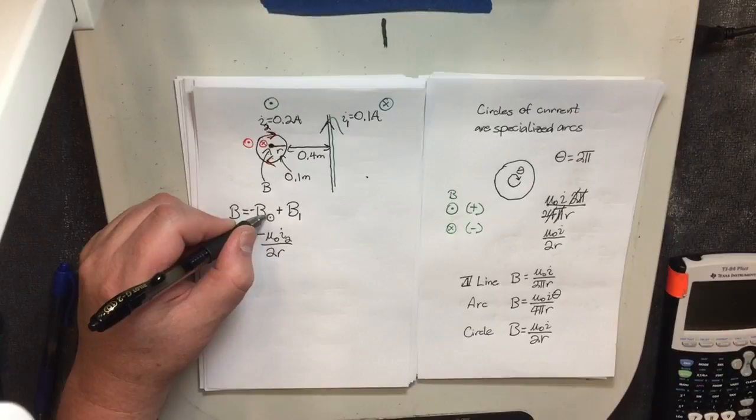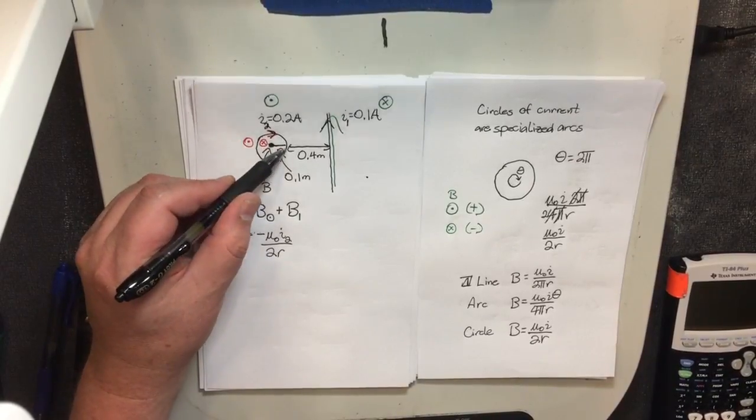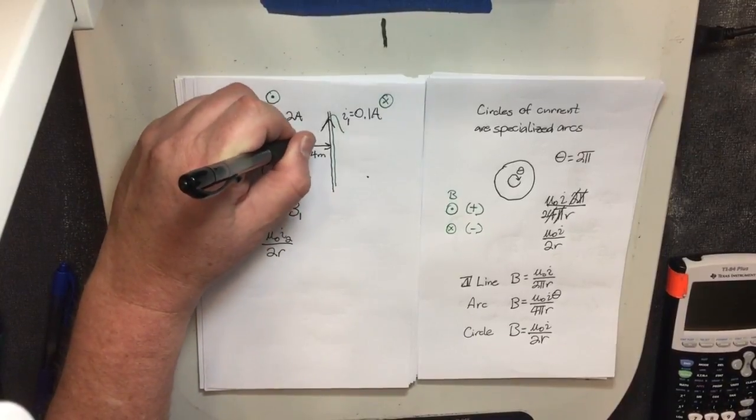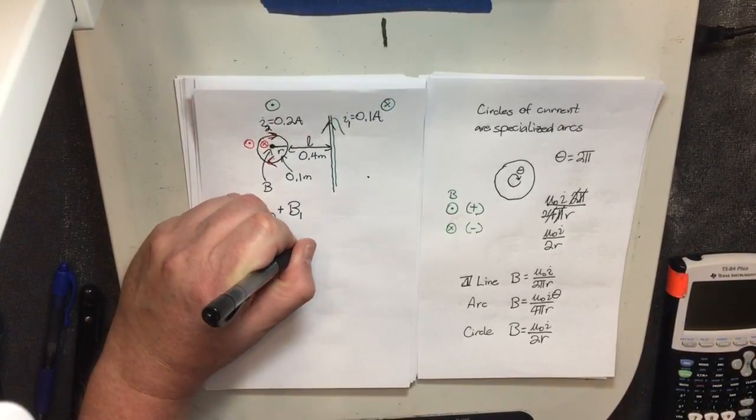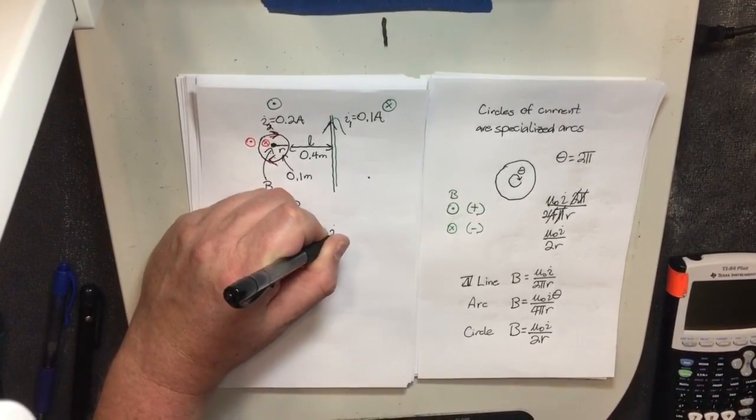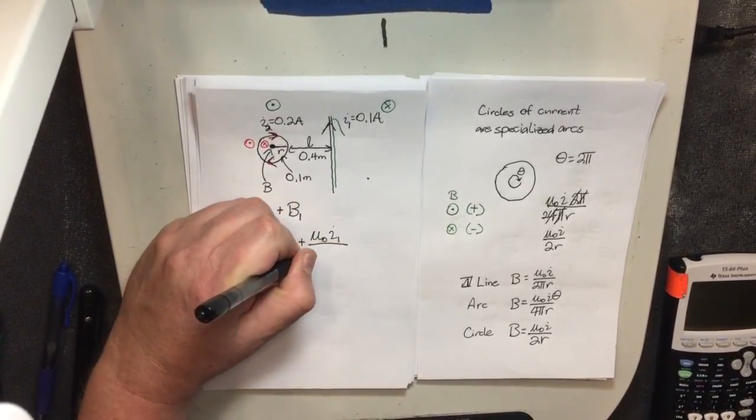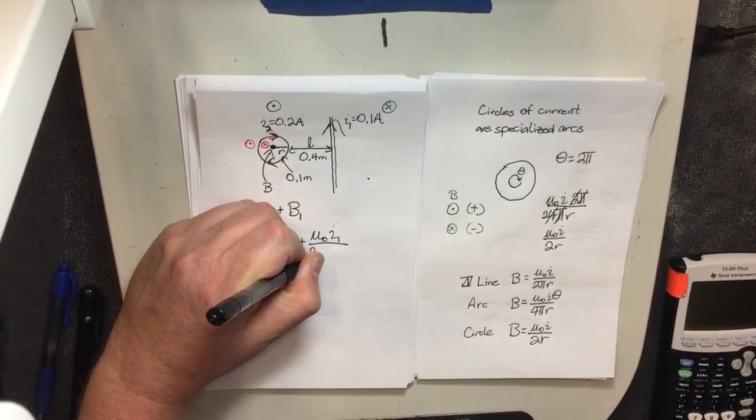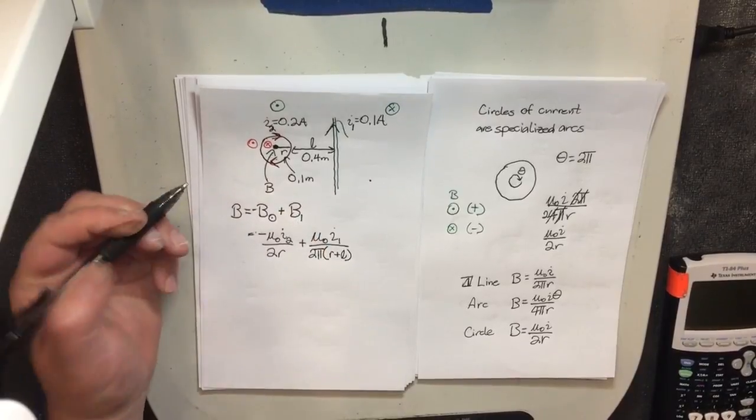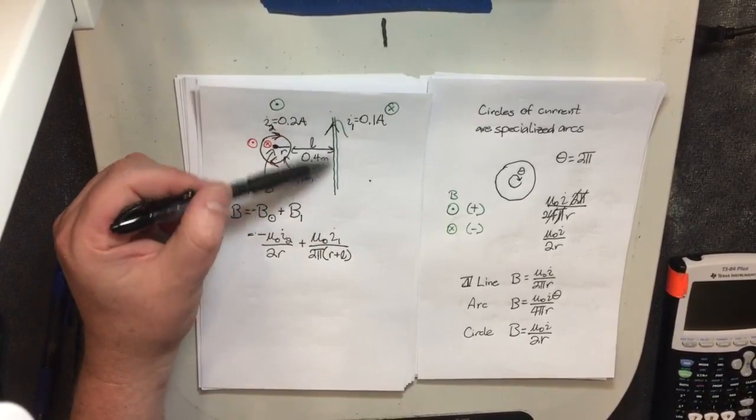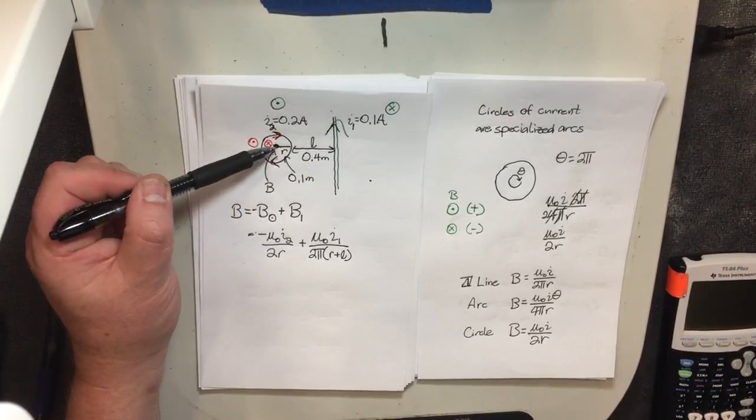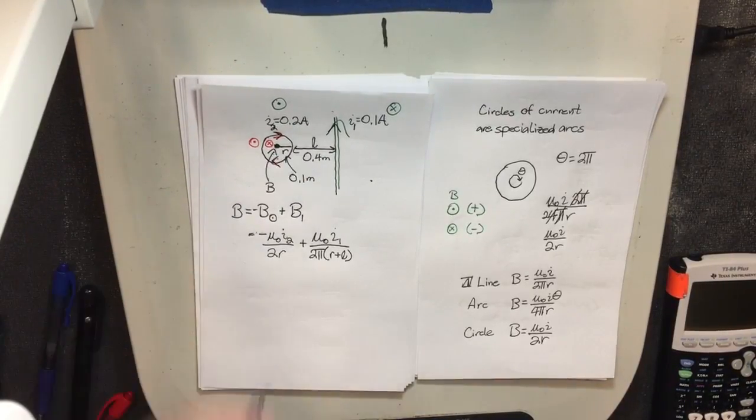The B field at the center of the circle, its distance is R. I'll call that R and this L. The magnetic field for the line is mu naught I1 over 2 pi (R plus L). The current running through is I1. The distance from the line to the point being studied is R plus L.